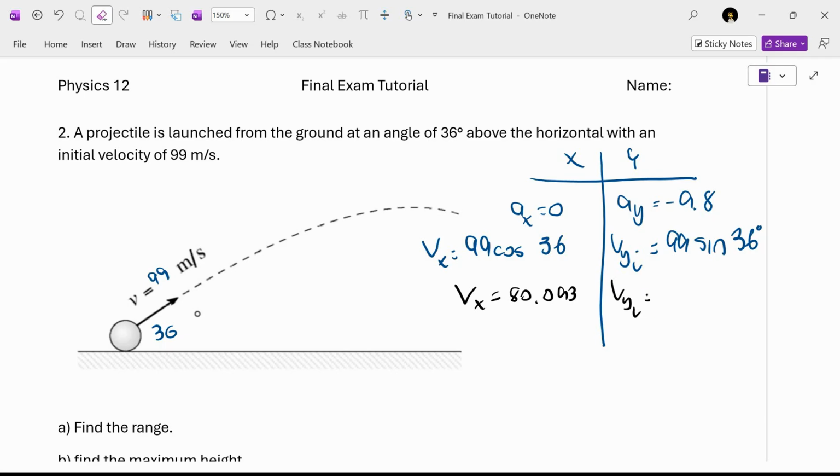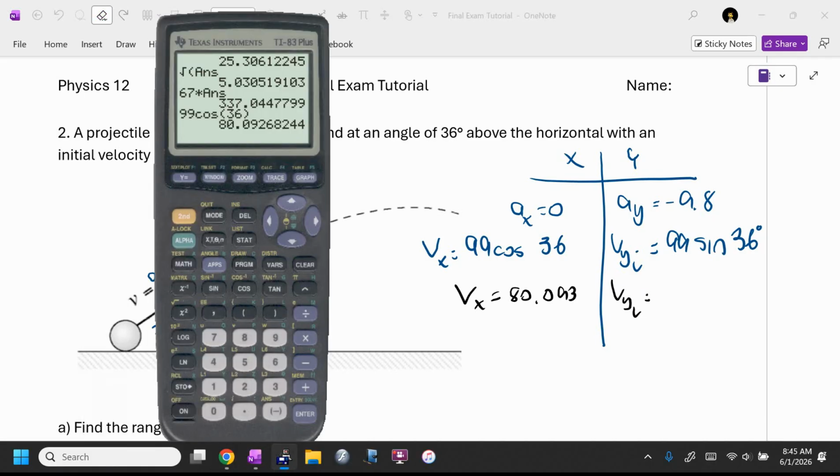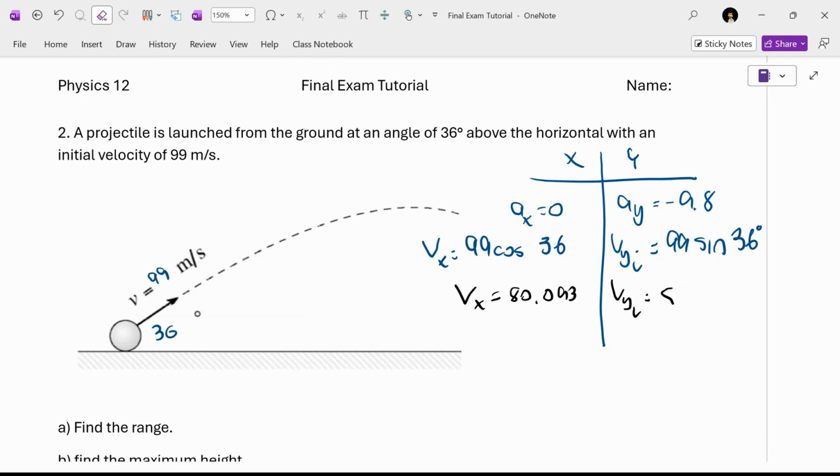And for Vy initial, I can just backspace and edit and change the cosine to a sine. I like that. And I get 58.191 meters per second. I think I said 80.093 degrees, 80.093 meters per second.